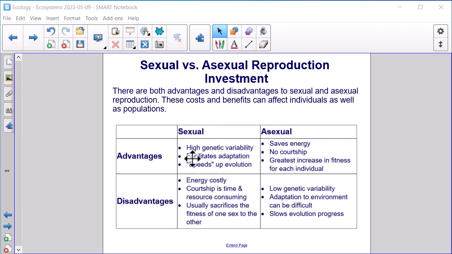Sexual reproduction has a high degree of genetic variability, facilitates adaptation, and speeds up evolution. But that comes with some disadvantages. There's high energy costs. Courtship for a mate is time and resource consuming, and it usually sacrifices the fitness of one sex to the other. Asexual reproduction saves on energy, there's no courtship, and there's the greatest increase in fitness for each individual, while at the same time, that means low genetic variability, adaptation to the environment can be difficult, and it slows the evolution process.